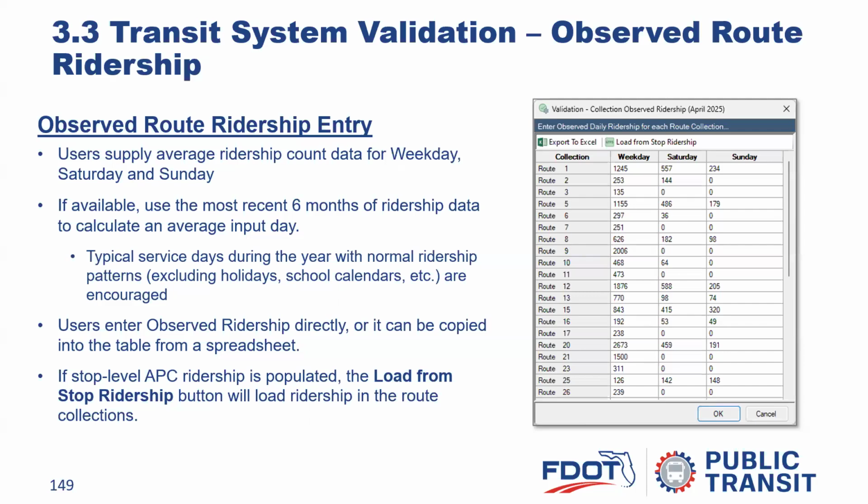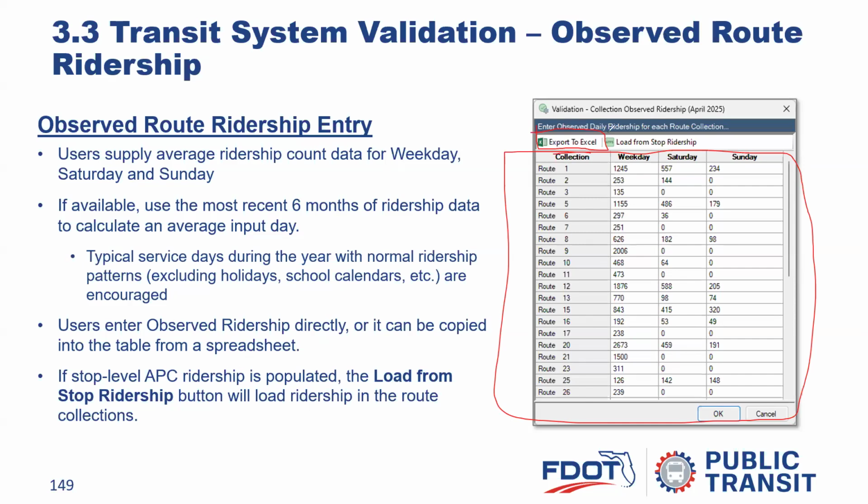So users enter observed ridership directly, or it can be copied into the table from a spreadsheet. So this is the table that we're working with to enter the ridership data. This can be exported to Excel when it's empty, and then you can fill in all of your collections in Excel, because it's easier to compile over there. Once you have them in Excel, you just copy and paste out of Excel into this so that it's very simple to fill this out.